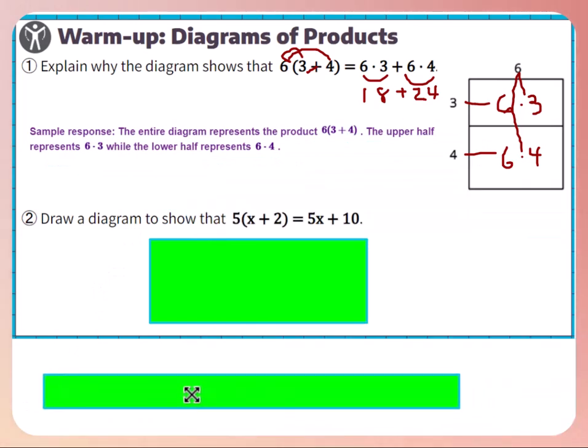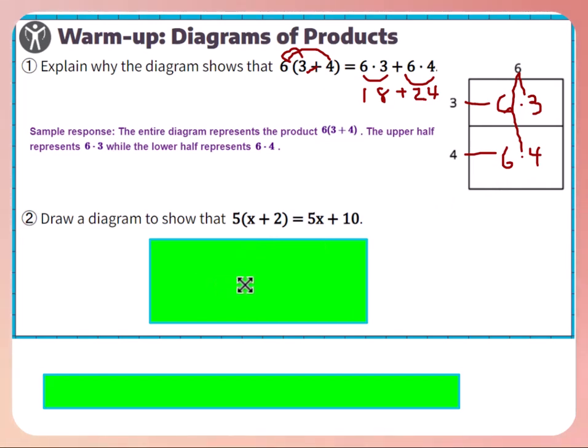You're asked to explain, and this may be something new to you. A sample response would be: the entire diagram represents the product of 6 times (3 plus 4). The upper half represents 6 times 3, while the lower half represents 6 times 4.